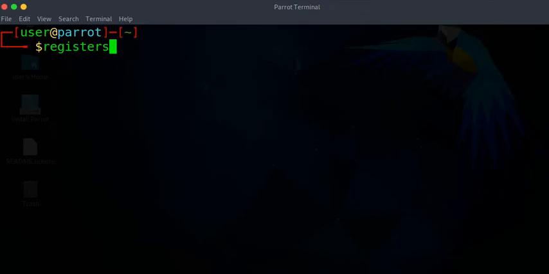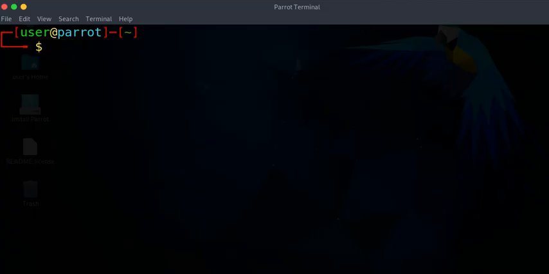Let us take a look at the processor registers. There are 10 32-bit and 6 16-bit processor registers in IA32 architecture. And the registers are grouped into 3 categories. Okay, so we have the first category.